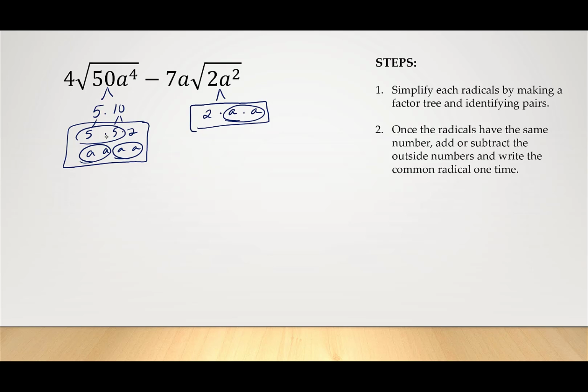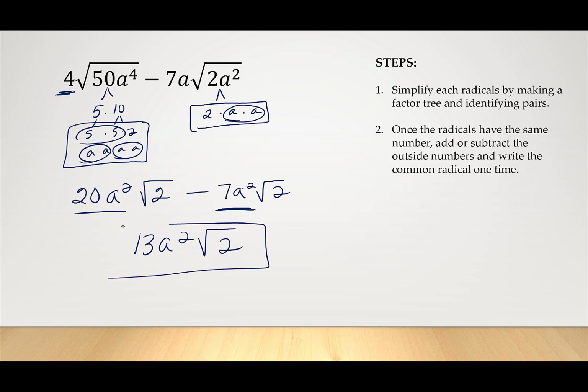Because there's a pair of 5's, notice there was already a 4, so this is 20a squared, square root of 2, minus 7a squared, square root of a, minus 7a squared, square root of 2. Hopefully you're starting to see a pattern. Because the radicals are the same and because the numbers on the outside have the same variable, you can combine like terms. 20a squared minus 7a squared is 13a squared times the square root of 2.